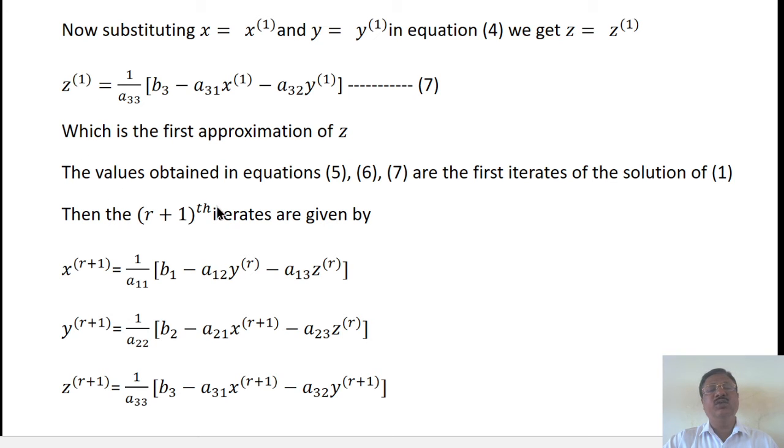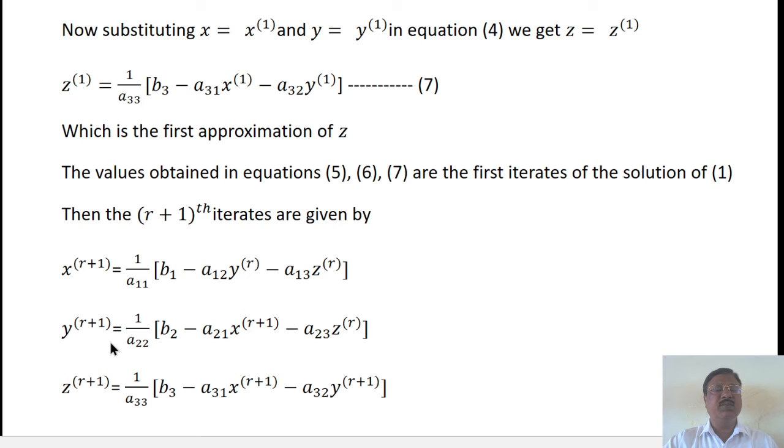Now, the values obtained in equations 5, 6, 7 are the first iterate of the solution of equation 1. Then the (r+1)th iterates are given by x^(r+1) = 1/a11 (b1 - a12 y^r - a13 z^r).